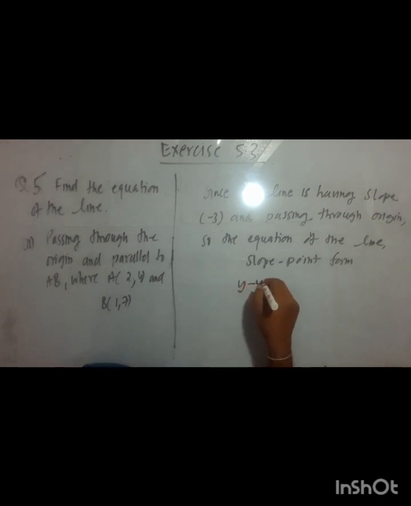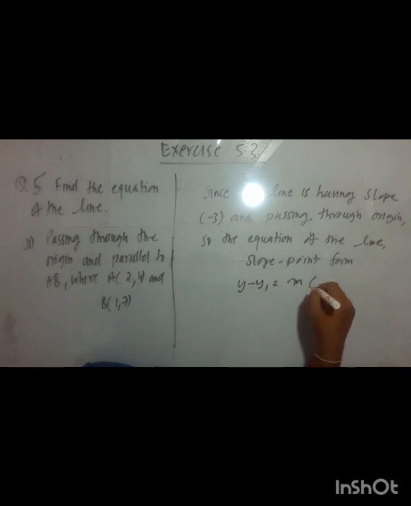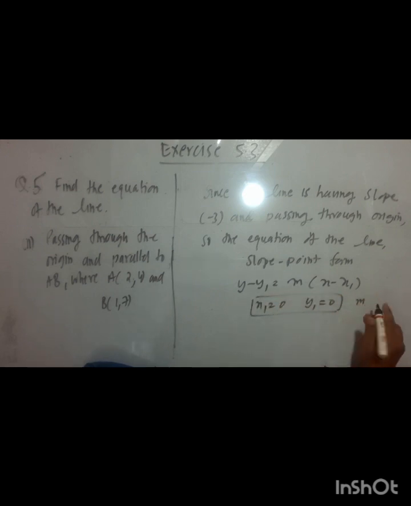That is y minus y1 is equal to slope times x minus x1. Now it is passing through the origin, therefore your x1 is equal to 0 and y1 is also equal to 0. And your slope is minus 3. If we substitute these values in this equation, you will get y minus 0 is equal to minus 3 times x minus 0. So that will be minus 3x. So y is equal to minus 3x will be the equation of this line.